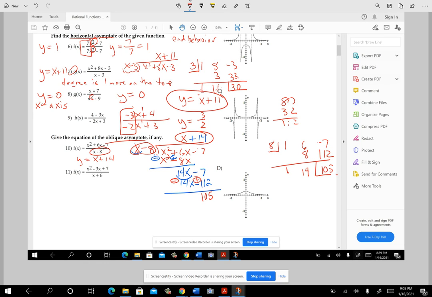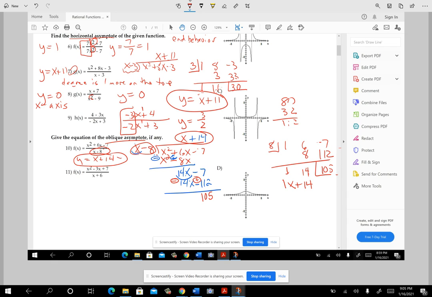And then you have to know how to interpret this. So this would be your constant. This would be your variable. So that would be x plus 1x plus 14. And that's your quotient. And so that would be y equals x plus 14.